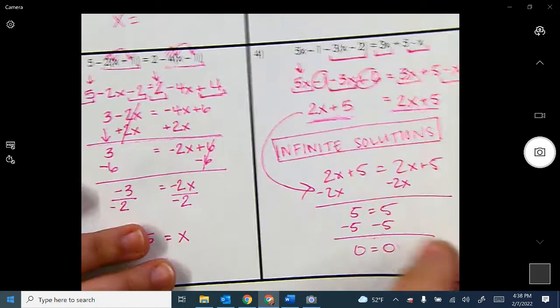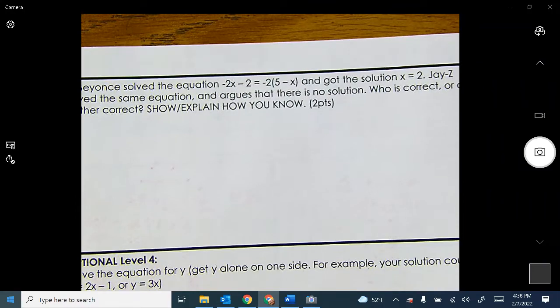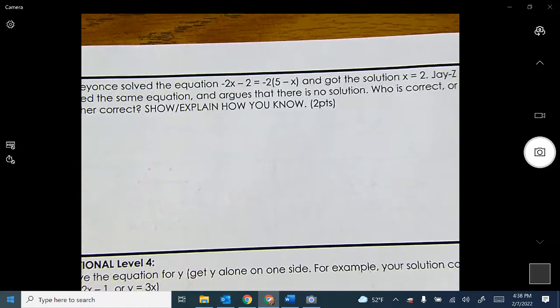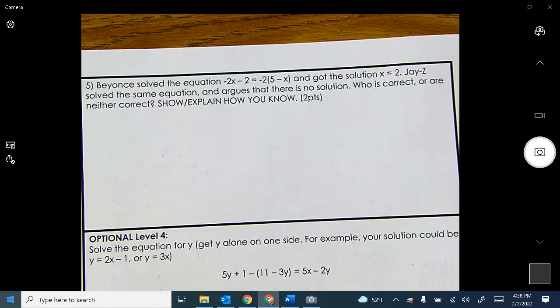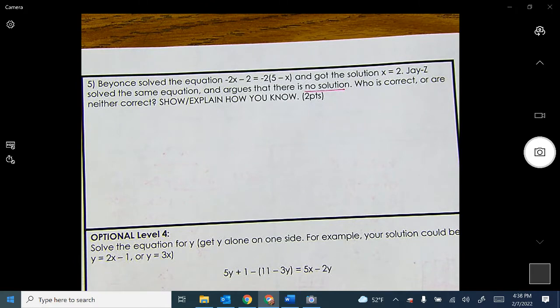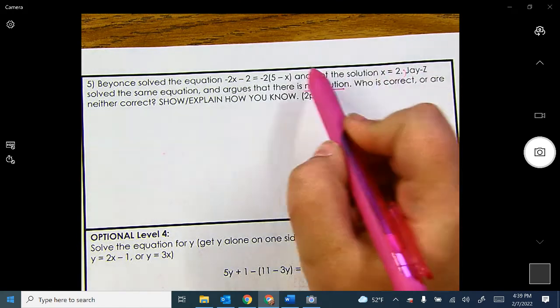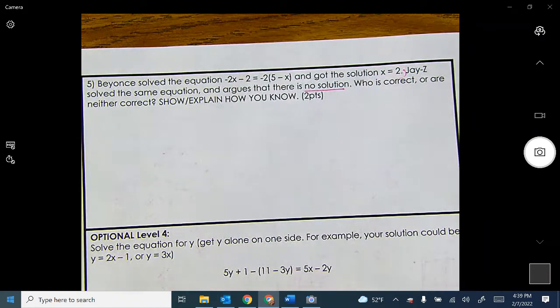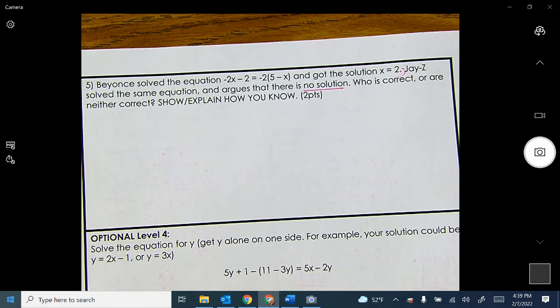All right, so really quickly, I've got about a minute left. I'm going to go over number 5 on here. Okay, so this one is saying Beyonce solved this equation and got the solution x equals 2. Jay-Z solved it and got a different answer. He got no solution. We are trying to figure out who is correct or if neither is correct. So there's a couple ways that we could do this. We could substitute 2 in for x over here. Remember how we were solving our equations before and checking our answers. Or we can just go ahead and solve it.